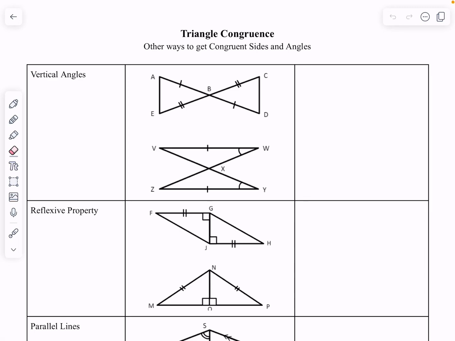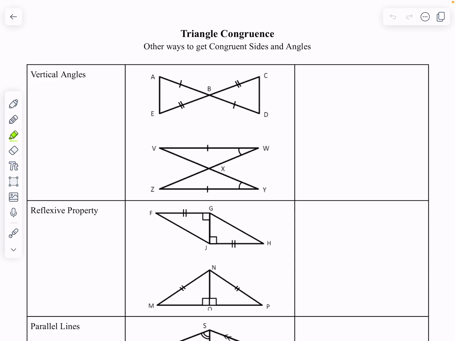The topic of this video is on triangle congruence, but really with a focus on how else you can try to get congruent sides and angles. So I just want to make sure that we are clear that sometimes you'll just be given those congruent angles and sides, but sometimes you have to do a little moving or looking around for some.